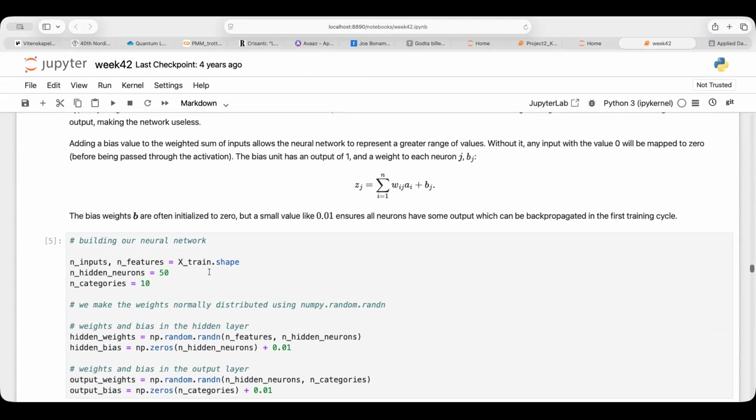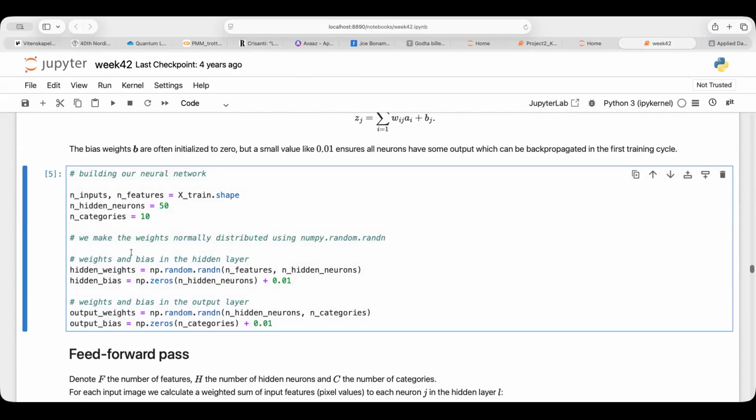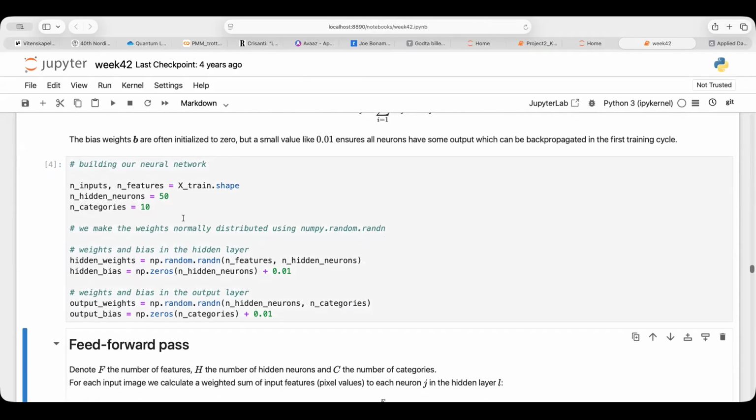So when we collect everything here, you see now that we are going to set up the number of hidden neurons, 50, the number of categories, 10. And then we are initializing the hidden weights by some random number. These are random, normally distributed numbers. We could then initialize some of them to be 0. And that's why we put this bias to 0.01 here.